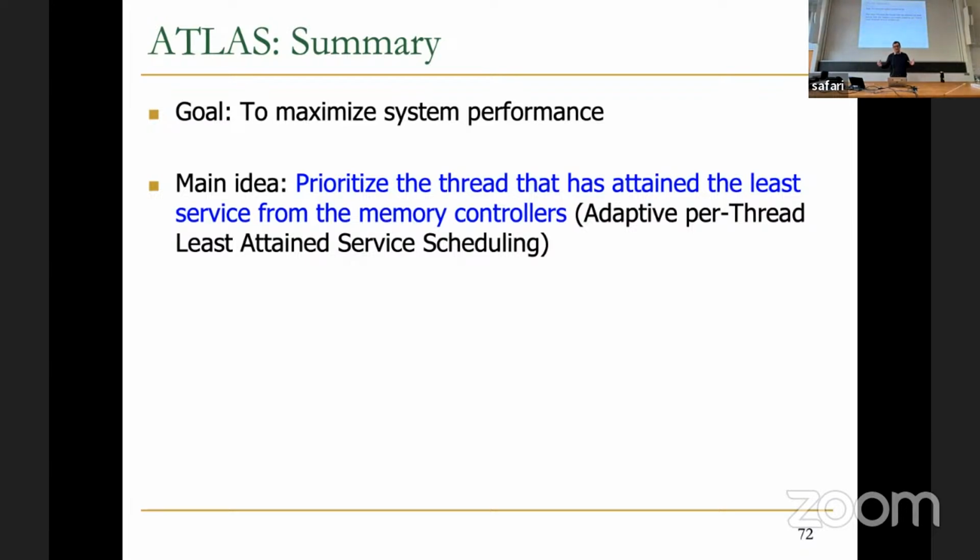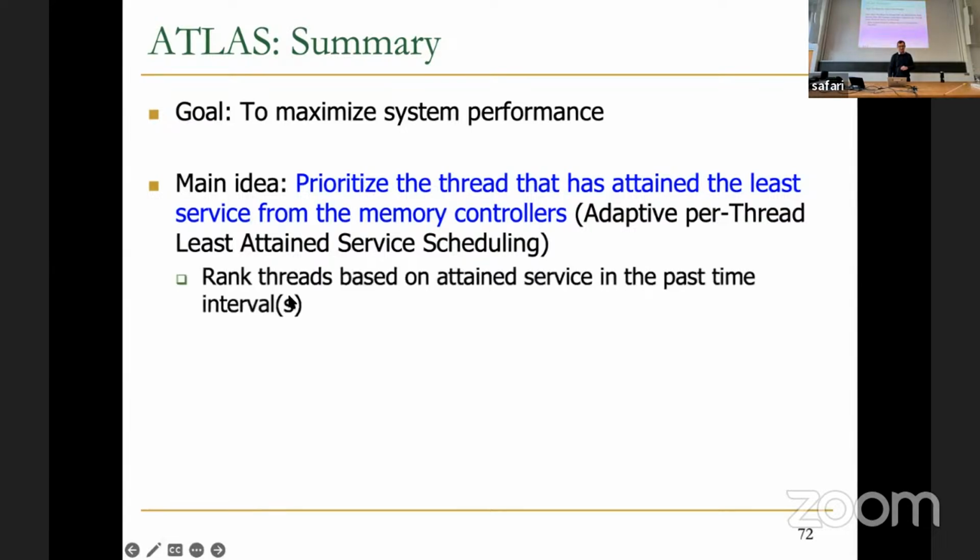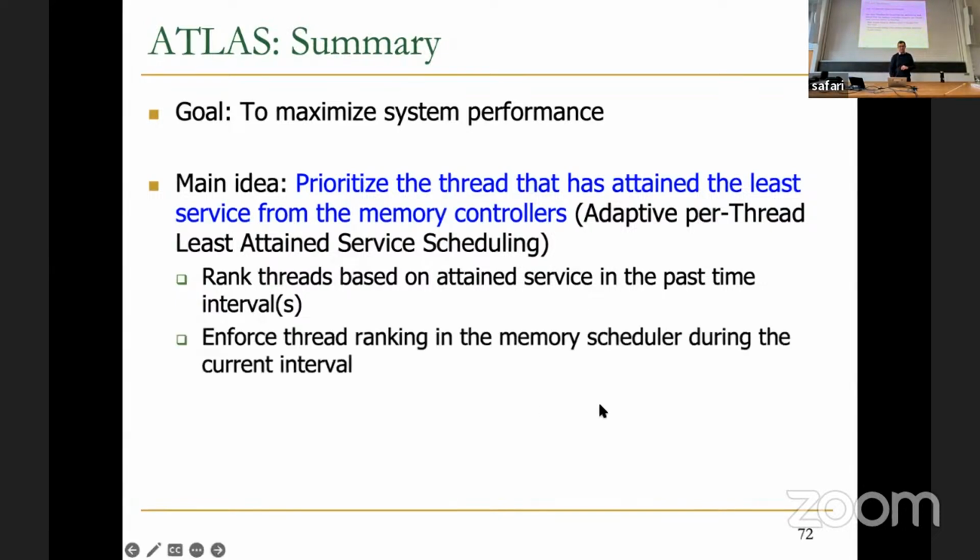So the paper has a lot of theoretical analysis on access patterns and basically introduces this notion of adaptive per thread least attained service scheduling. And the idea, again, is we're going to use the notion of ranking to preserve parallelism. We're going to rank threads based on attained service in the past time intervals with some weighted ranking, and enforce the thread ranking in the memory scheduler during the current interval.